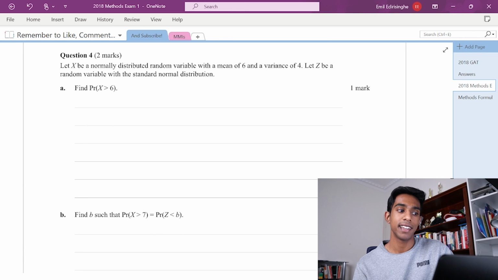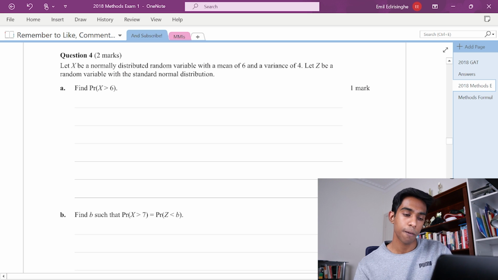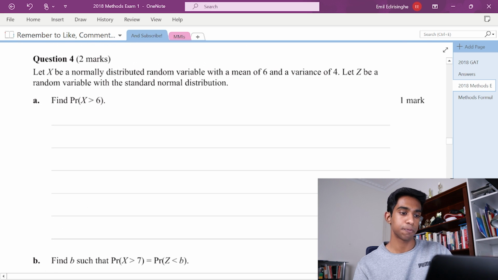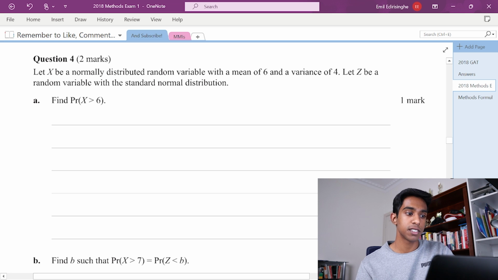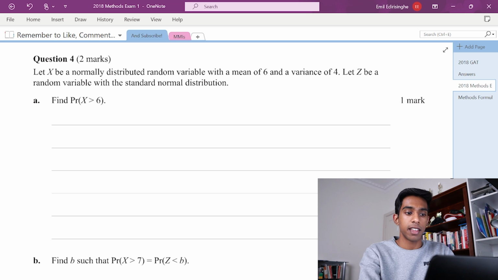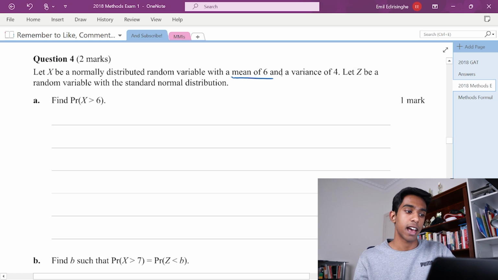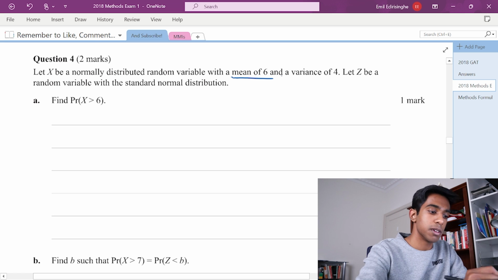So we've labeled everything. Okay, so now we're moving on to question 4, and this seems to be our first probability question. So we've got x as a normally distributed random variable with a mean of 6 and a variance of 4. A variance of 4 will mean that the standard deviation is 2, and then let z be a random variable with the standard normal distribution. Okay, then they're asking us to find the probability that x is greater than 6. So this one is fairly easy because it's a normally distributed random variable and the mean is 6. That means that the probability that x is greater than 6 is going to be 50%, or 0.5.